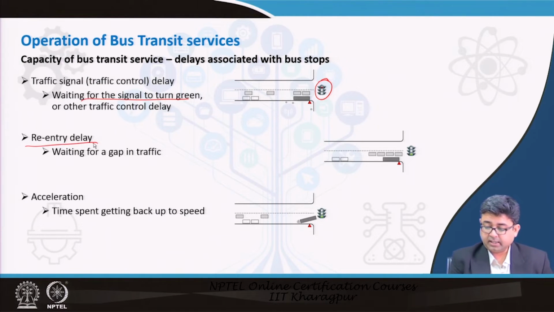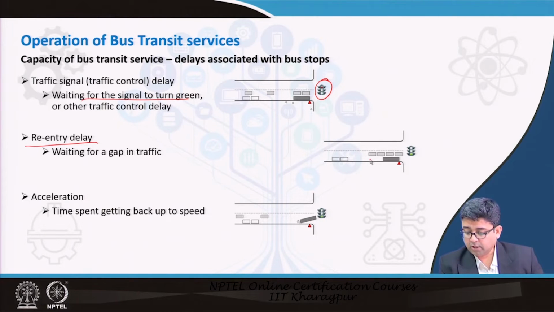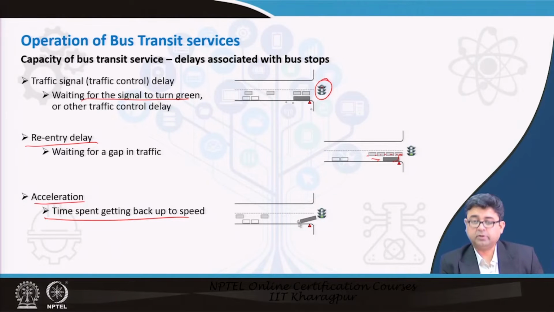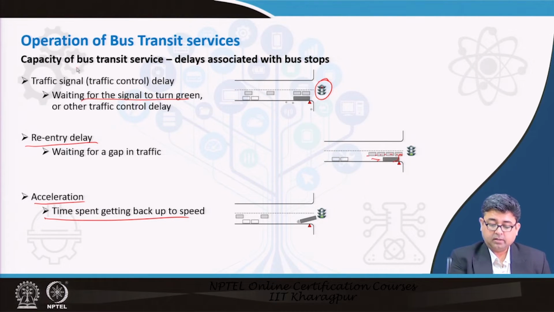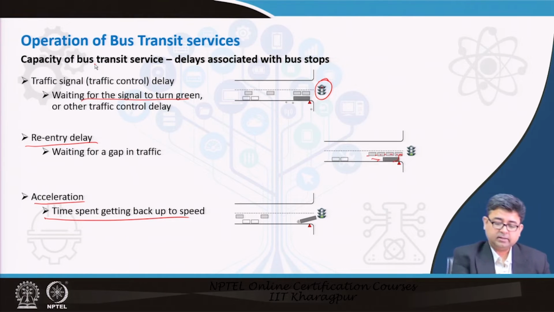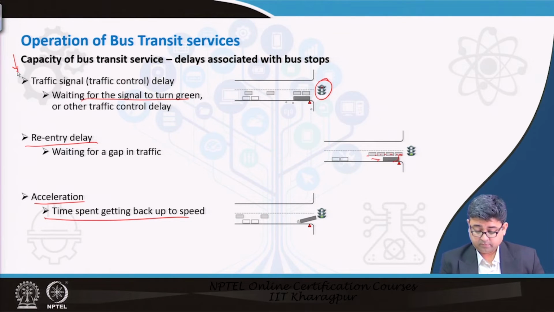Similarly, there may be re-entry delay. If you have already entered the bus stop, but now other vehicles are not allowing you to get back out, there may be re-entry delay. And then there is some delay because of accelerating back from your stop to the speed that you want to pick up. All of these things cause delays to one particular bus, which can then accumulate into the entire service, and that reduces the capacity of the bus system as a whole.